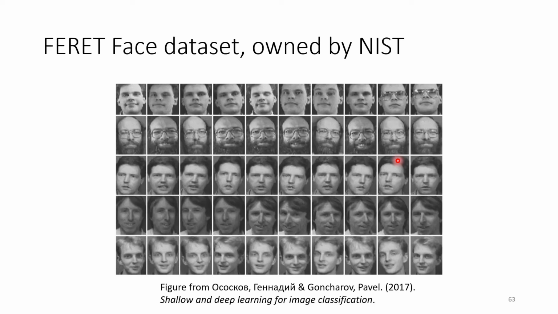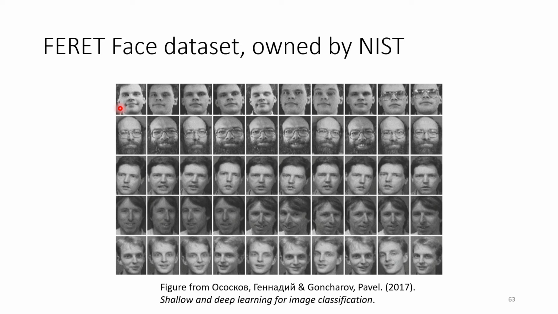So this is the FERET face dataset. It is owned by NIST, and NIST is the National Institute of Standards and Technology. It is a government institute of the United States. Then, what I want to say is, you see many faces here. Suppose they are well aligned on 3 points, 2 eyes and the mouth. Then you can create a data set. All faces are well aligned.